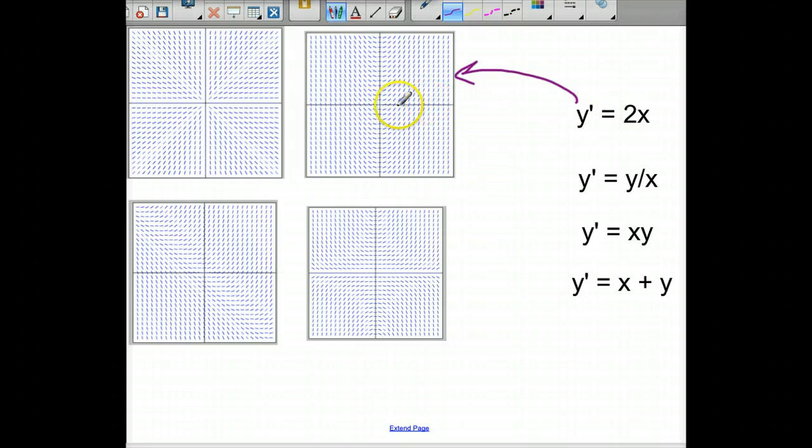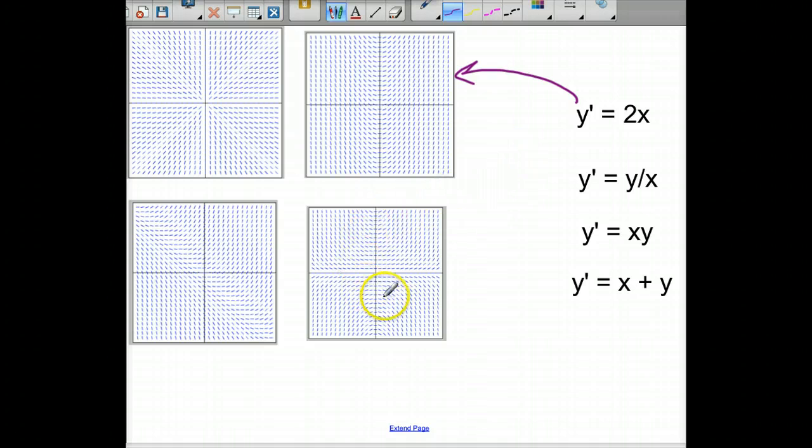Maybe this doesn't count up by ones, but as x values get higher, they get steeper. As x values get lower, the slope gets less steep. And at 0, the slope is 0. So 2 times 0 would be 0. So that one does match with that.